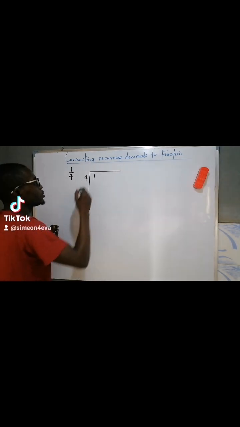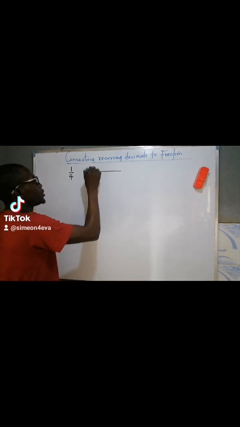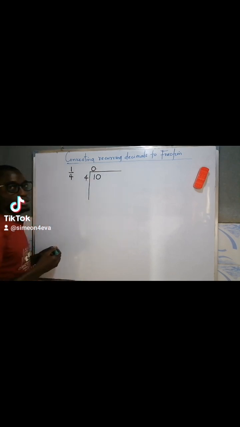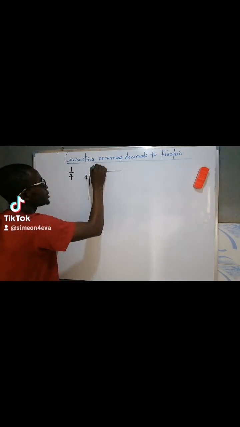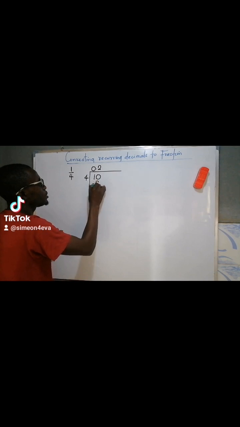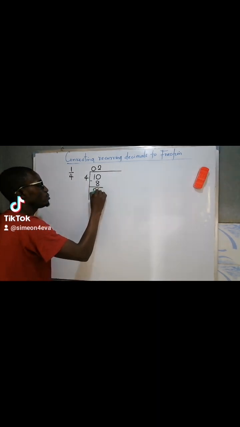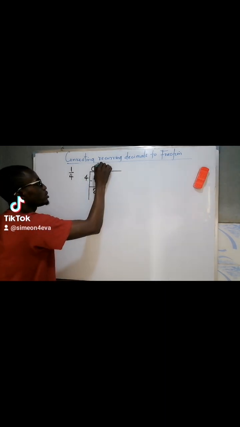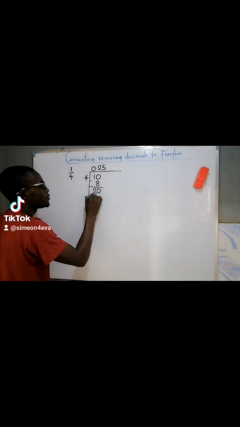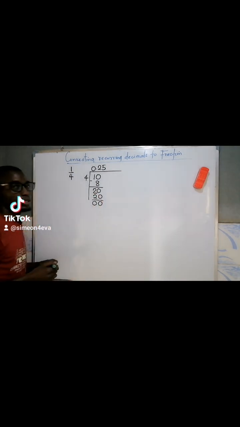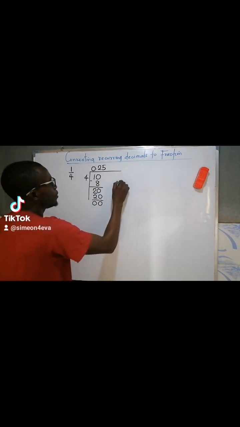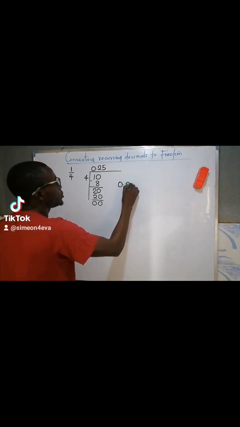4 in 1, it's not possible, so you have your 0 there, your decimal point, and you add 0 to this. 4 in 10, how many times? 2. 4 times 2 is what? 8. Then when you subtract 8 from 10, you have 2. 4 in 2 is not possible. You add your 0, and 4 in 20 is what? 5. Then 4 times 5 is what? 20. So when you subtract it, you have your what? 0, 0. And for that reason, 1 over 4 is also given as 0.25.